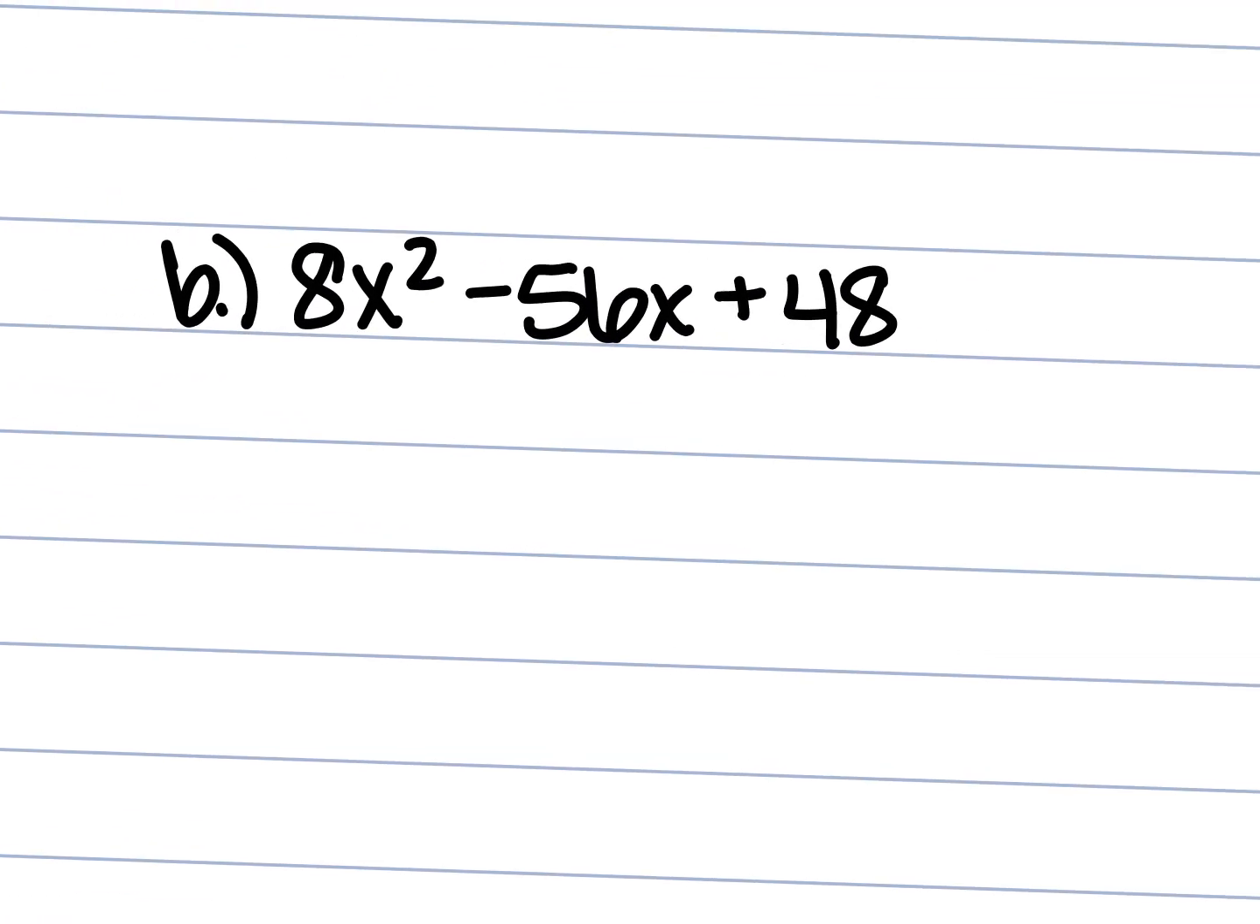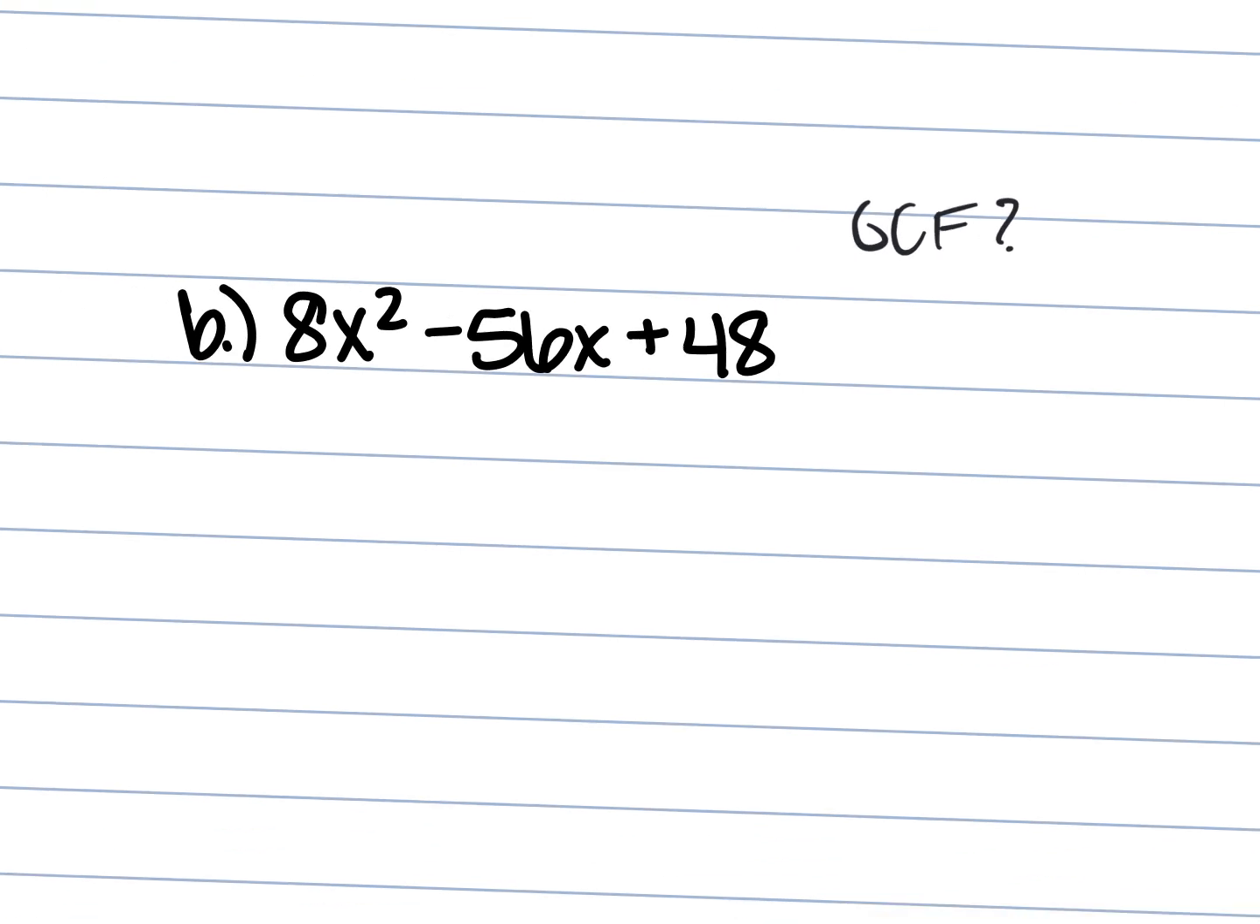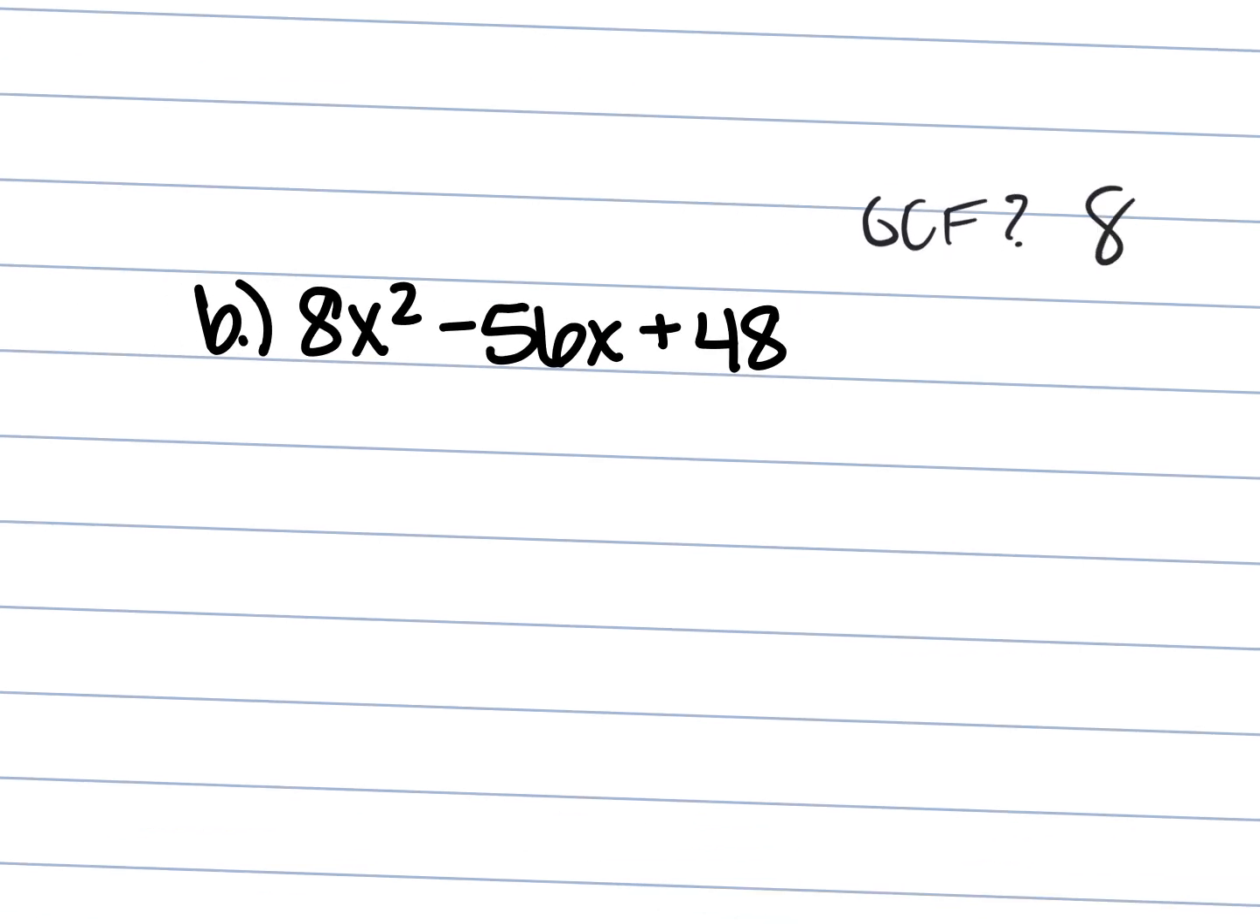What do we always look for first? GCF. Guys, sometimes it helps. Always just write GCF and put a question mark. Is there a GCF between 8, 56, and 48? Yeah. Sure is. What is it? 8. So factor out an 8.